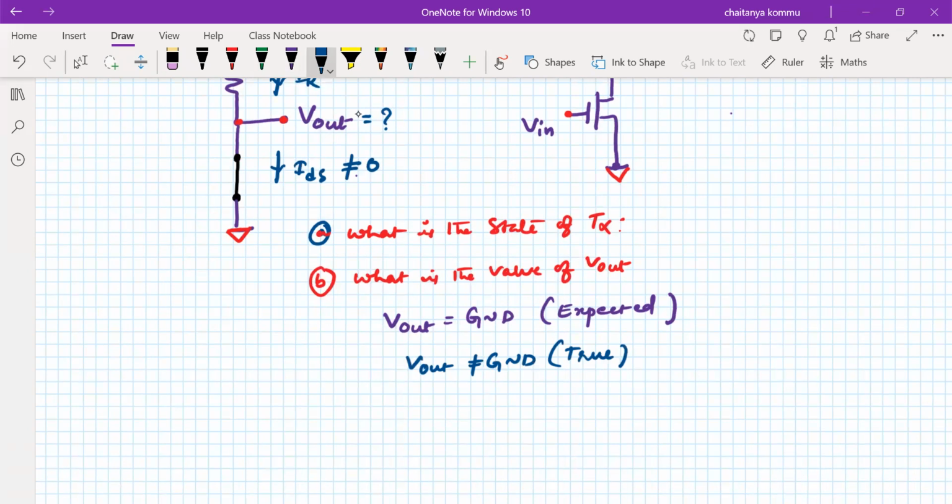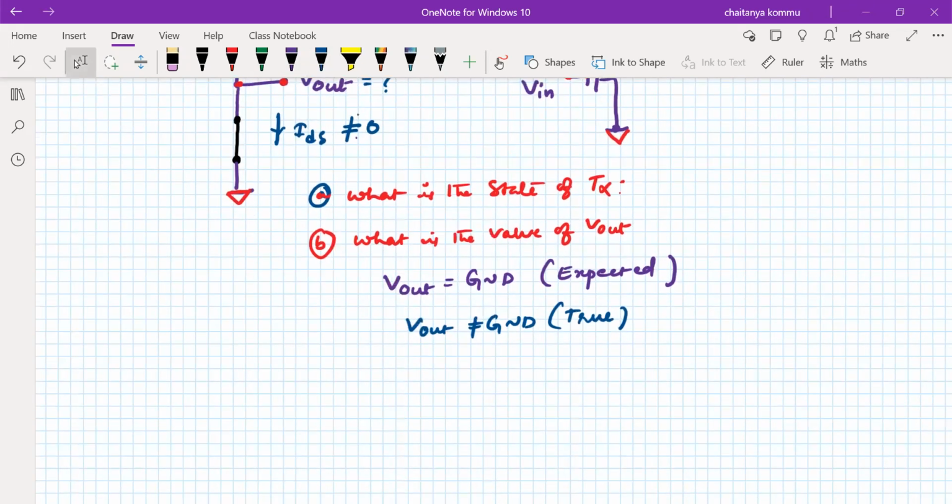So why is it so? Vout is not going to zero, but actually it is near to zero. So the truth is that it's not equal to zero, in the sense that it is near to zero. It's very important to remember: nearer to the ground or logic zero.